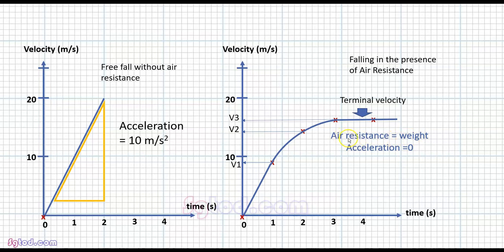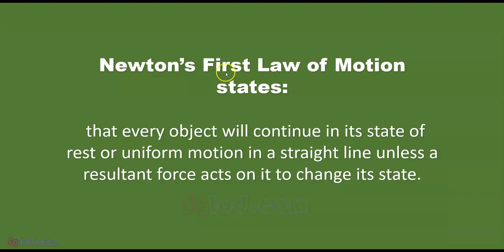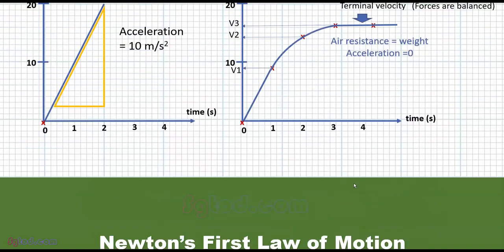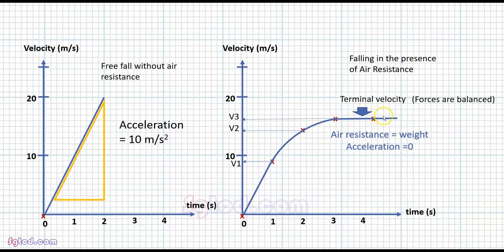So it means that the two forces, the downward weight, the downward force of gravity, equals the upward air resistance. These two forces are balanced, which means that this is a stage where Newton's first law of motion applies. Newton's first law states that every object will continue in its state of uniform motion in a straight line unless a resultant force acts on it to change its state. So, when the object reaches terminal velocity, it continues to fall at constant speed because the forces acting on it are balanced.